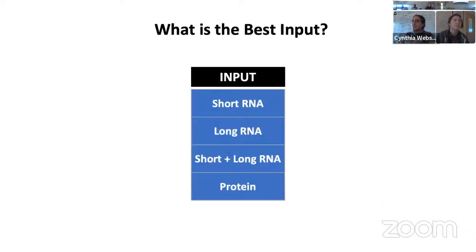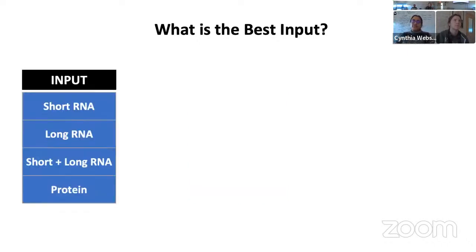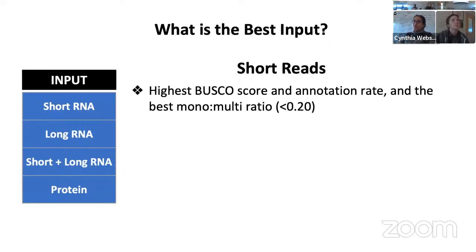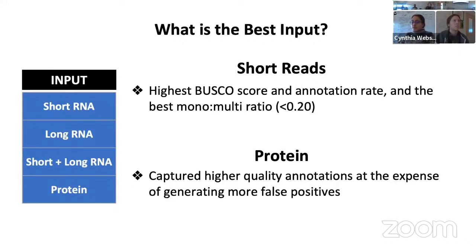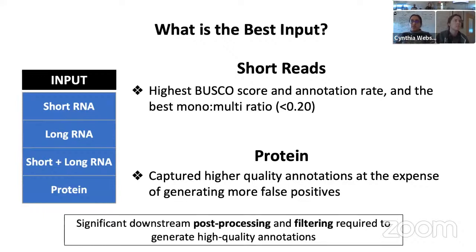But what is the best combination of input? What we assessed in our paper was that short read RNA inputs are probably the ones that give us the best quality annotations. We got the highest BUSCO score and annotation rates, and the most consistent mono to multi ratios when we use short reads as our input. We did see an increase in BUSCO score with the inclusion of proteins, but they also captured more false positives. So we also came to understand that a significant amount of downstream post-processing and filtering is required to generate high quality annotations.